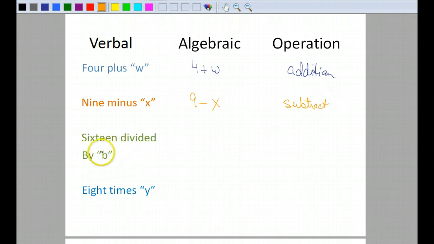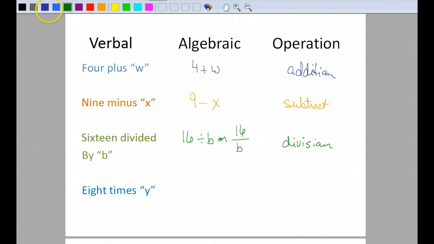16 divided by b. There's 2 ways I could write this one. So I could have 16 divided by b. But what we're going to use more often is this one. We could have 16 fraction bar b. And once again, this is division.